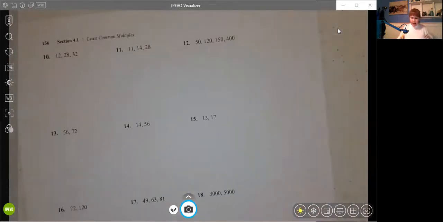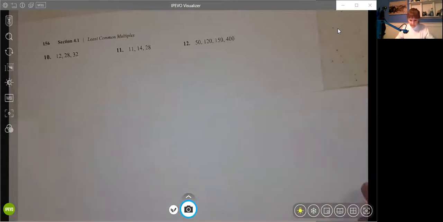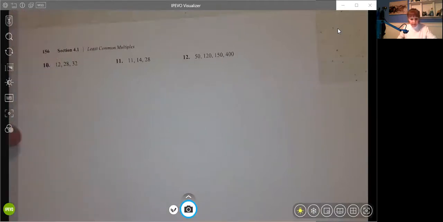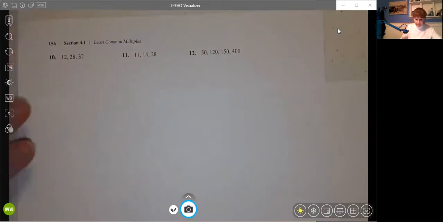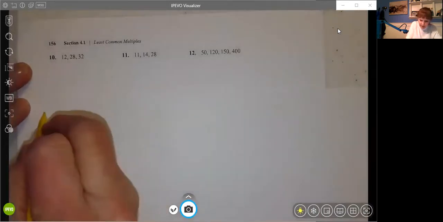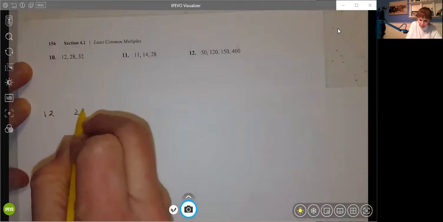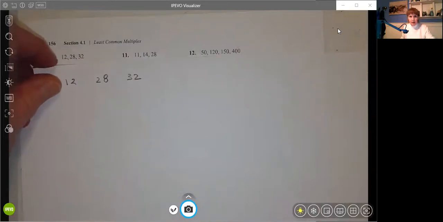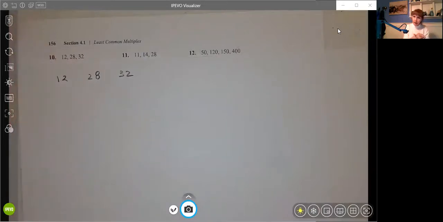Let's look at number 10. Again, we have 3 of them. So we have 12, 28, and 32. I'll separate them out. Those are my 3 numbers, and I'm going to break them into primes, and I will use the largest power on each of those.